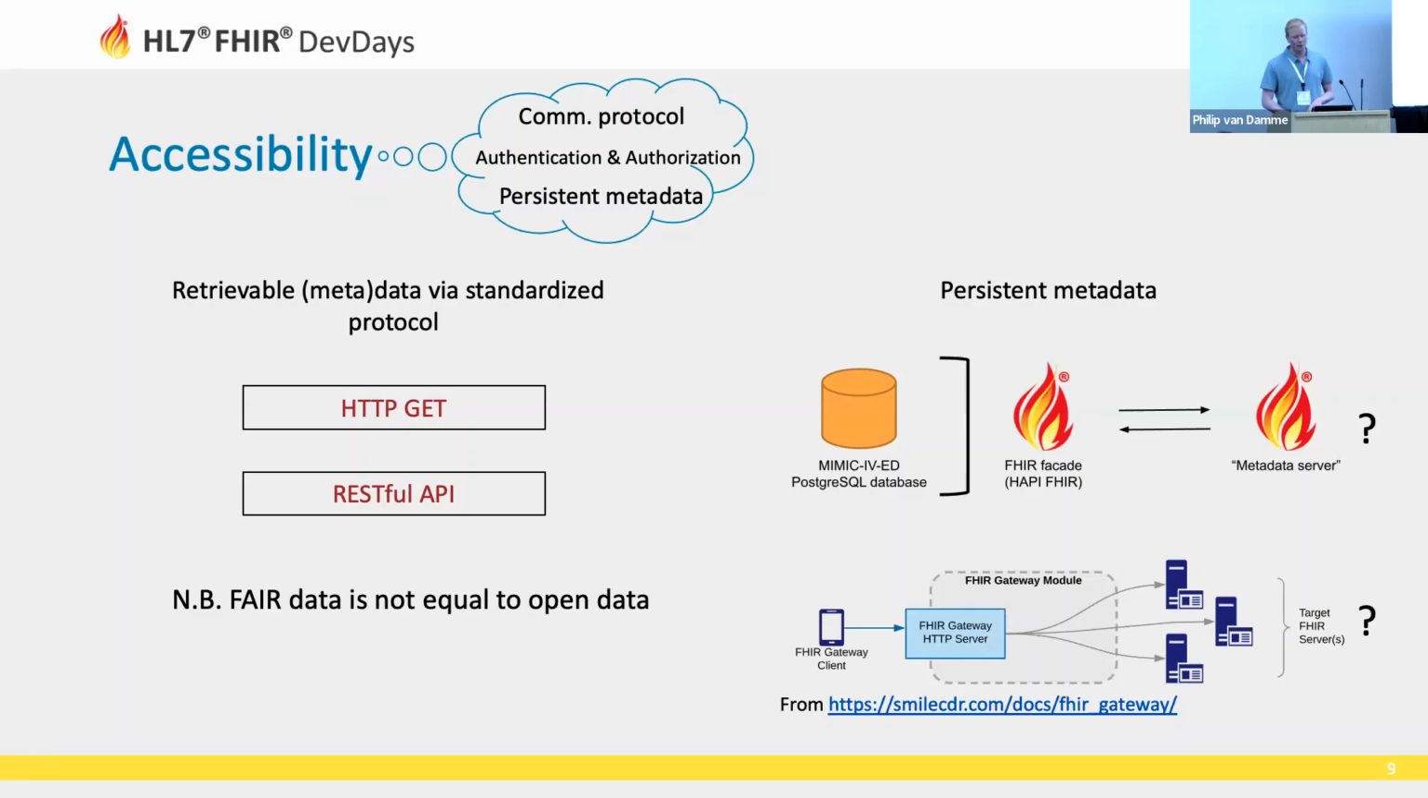Another thing that I found on the website of Smile CDR is called a FHIR gateway, where you would have a server, so as a client it looks like you're just interacting with one server, but that server can then point to multiple servers. I don't know the exact answer to this, but it is important. You should be able to take the data offline and have the metadata still available. But this could be a solution to this point.